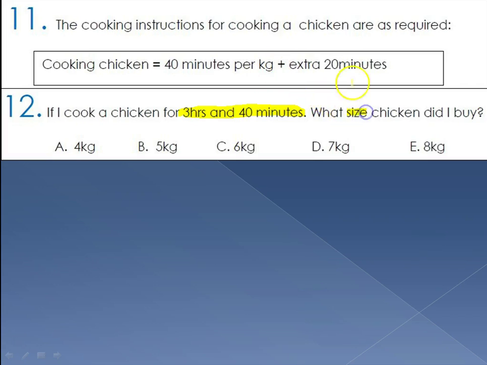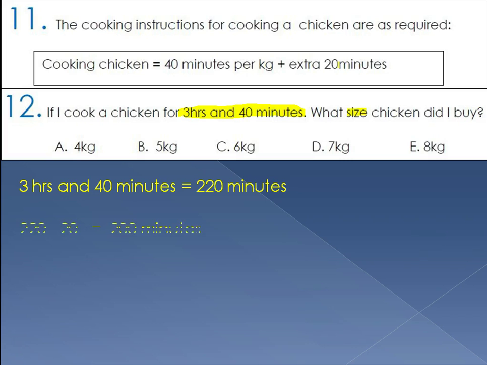So it's kind of working backwards, trying to get to the kg. Every chicken needs 20 minutes, no matter what the kg. So I would always say 3 hours and 40 minutes, you can always change it to minutes to make it easier. So 3 hours 40 minutes is 220 minutes. You know that every chicken, no matter what the kg, takes an extra 20 minutes. So you're going to take away the 20 minutes, and that will leave you at 200 minutes.